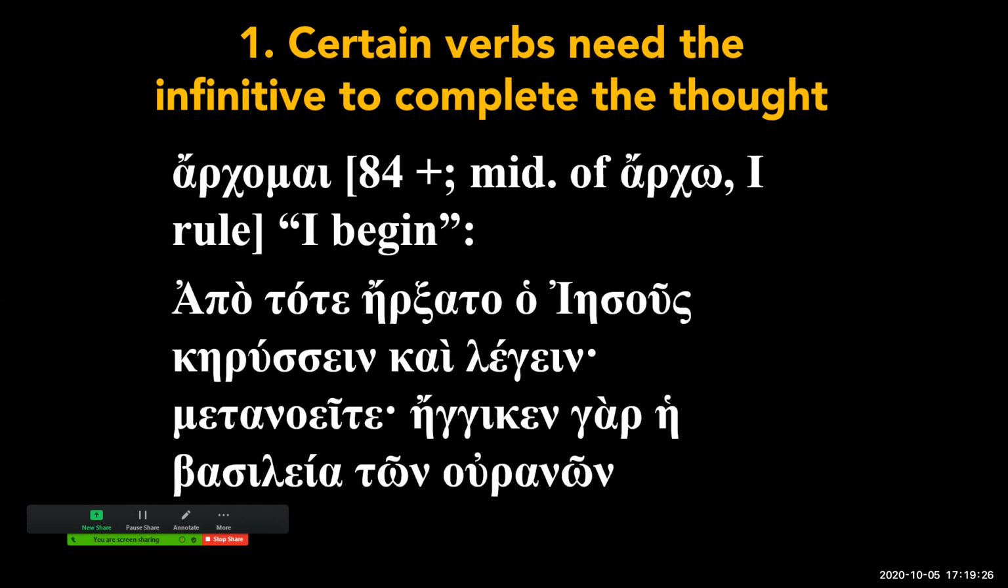But notice that archomai here in the aorist tense in Matthew, erxato, needs an infinitive. In fact, it has two here to follow to make a sentence. From that time, Jesus began. What did Jesus begin? To preach, to proclaim, kerussein, and to say. Actually, legein explains what he began to preach.